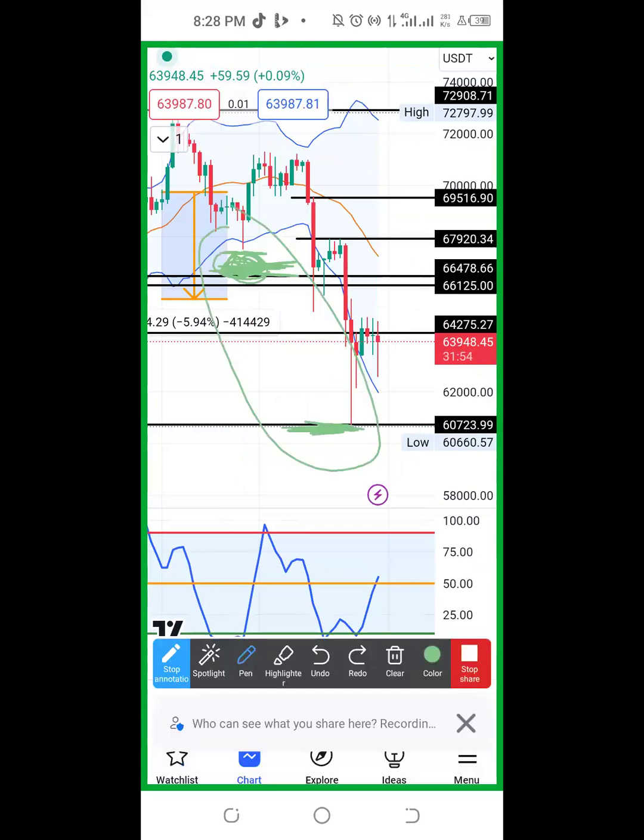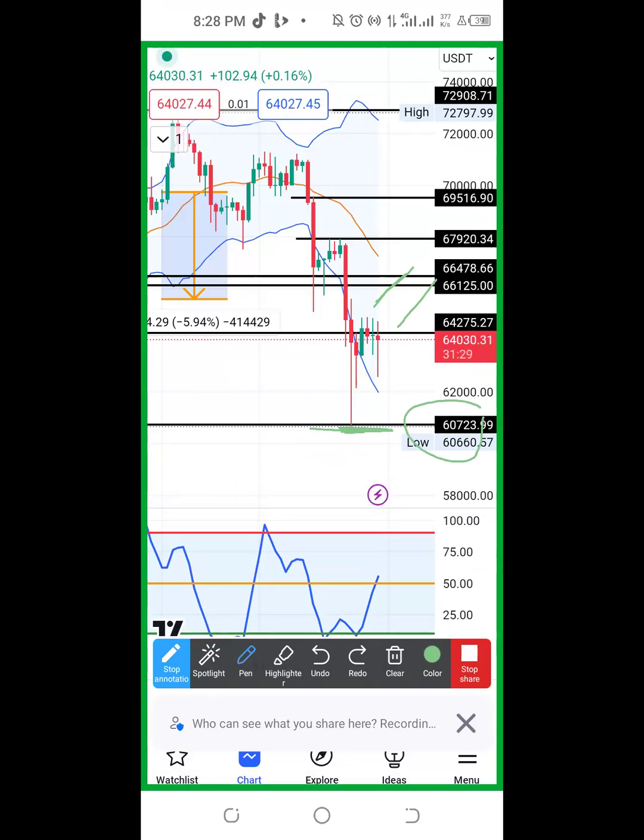The support level that Bitcoin has reached before. These candles form for 4 hours: this 4-hour candle, 4-hour candle, 4-hour candle. The support level, that means the lowest level that Bitcoin reached, which I had already foreseen, is 60,000. It went as low as that price.